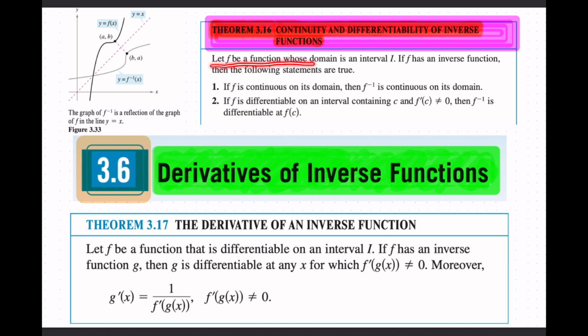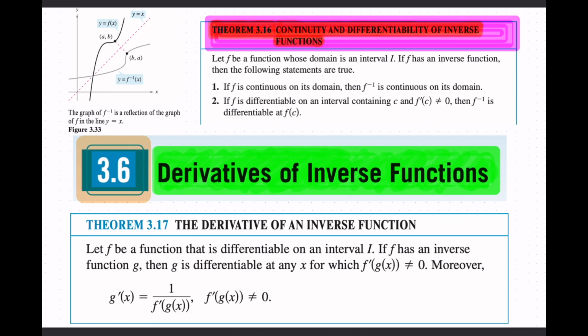Let f be a function whose domain is an interval I. If f has an inverse function, then the following are applicable. Let f be continuous on its domain. Then f inverse is continuous on its domain as well. If f is differentiable at an interval containing c, and f prime of c does not equal 0, then f inverse is differentiable at f of c.